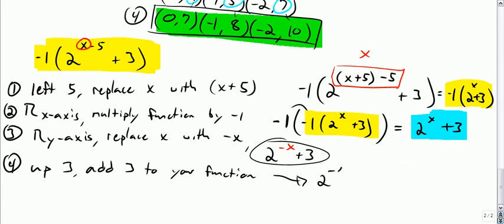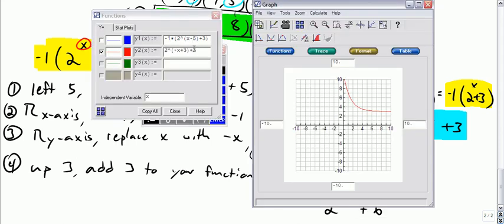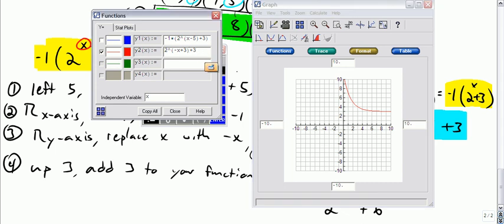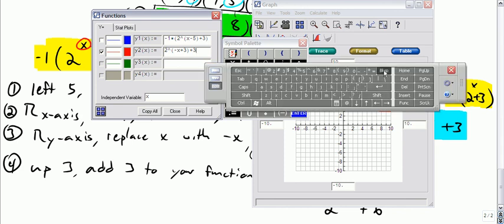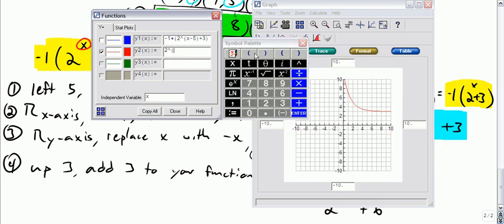Oh boy. So I still want to add 3. 2 to the -x plus 3. That's what I have up here. I'm going to add 3 to that. So 2 to the -x plus 6. We'll go back now and enter 2 raised to the minus x, then a plus 6.